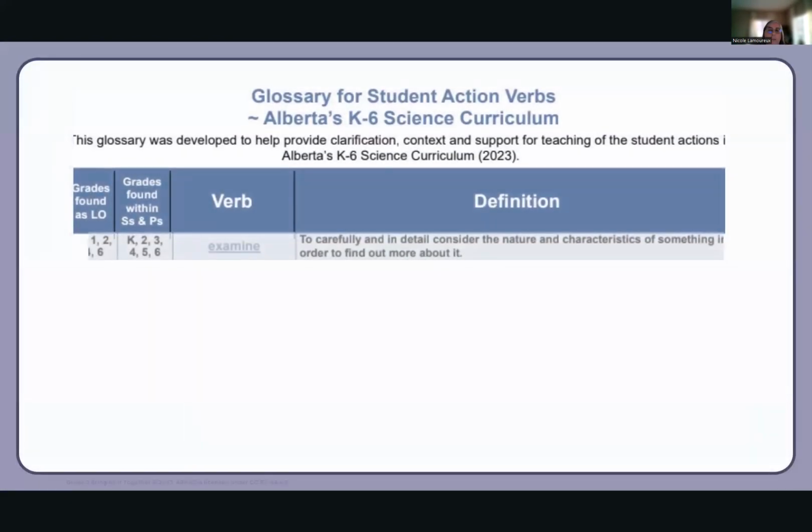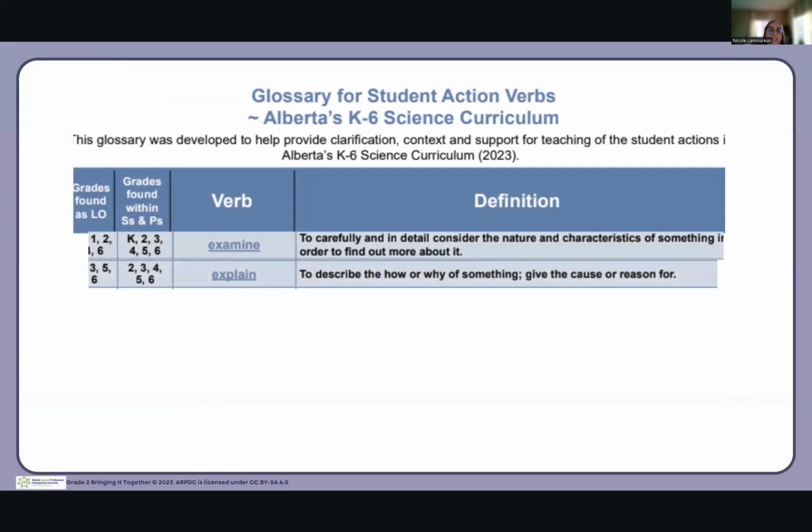So if we go to the glossary for the verbs, examine means to carefully and in detail consider the characteristics to find out about it. Explain is hugely important in science because science is about understanding why or how something happens. So it's giving a reason for it, for the cause or why it's happening.